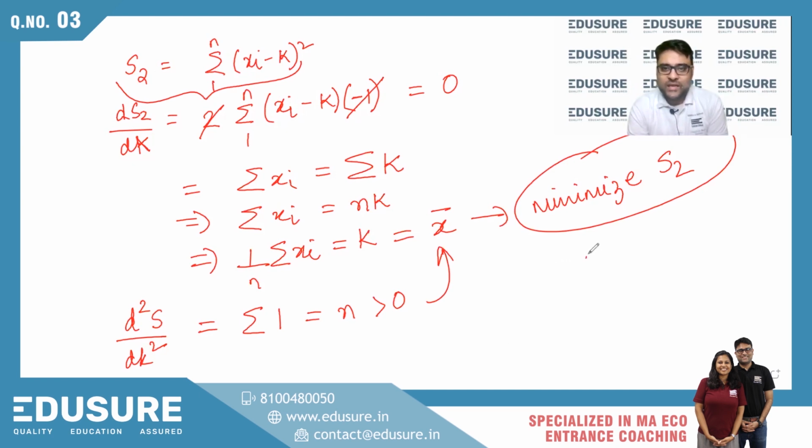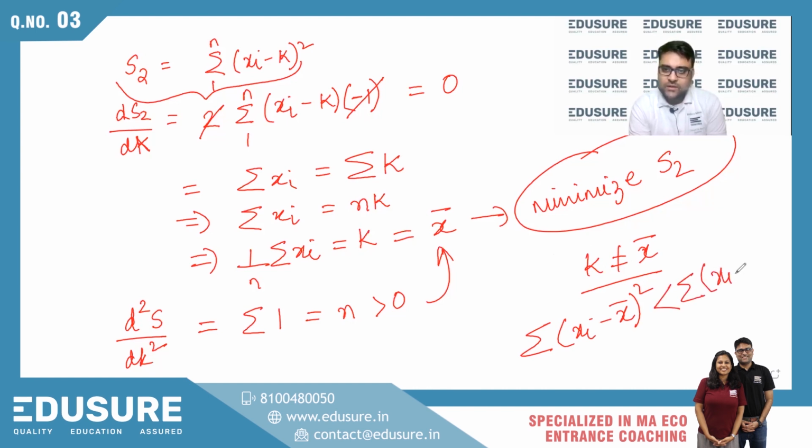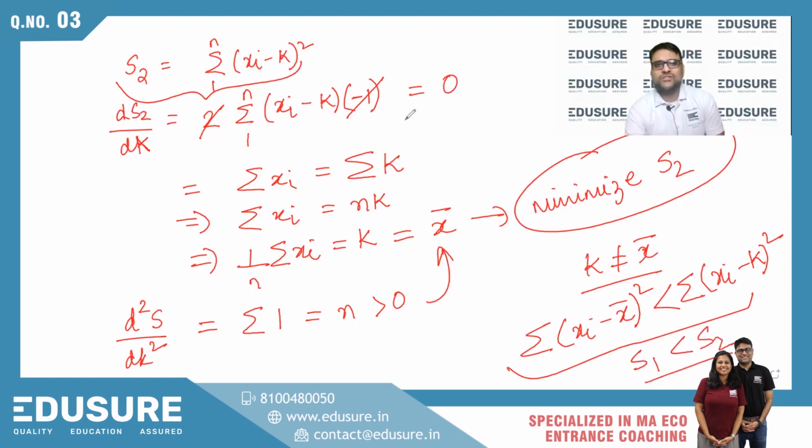So if k not equal to x bar, then summation xi minus x bar square will always be less than summation xi minus k whole square. Or in other words, S1 is less than S2. So this is the proof. The proof is very simple, nothing else.